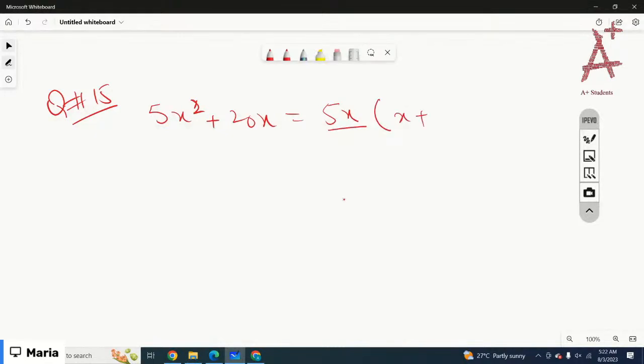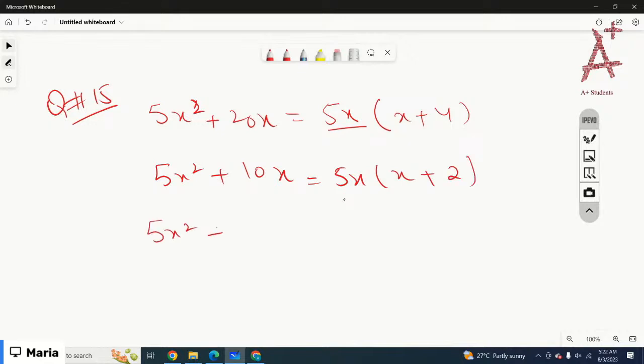You can see the greatest common factor is 5x. You are left with x plus 4, since 5 times 4 is 20. Then the other is 5x squared plus 10x. 5x is the greatest common factor, and you are left with x plus 2. Then 5x squared plus 50xy. It can be any expression whose greatest common factor is 5x, right? So you are left with x plus 10y. In the same way you have to write the expressions whose greatest common factor is 3x, right?